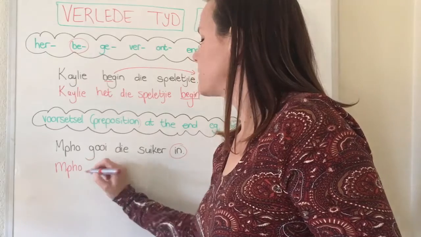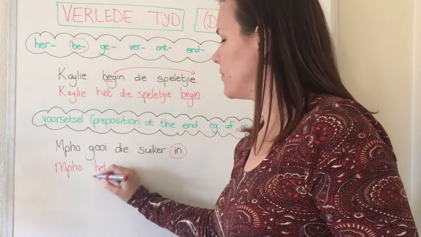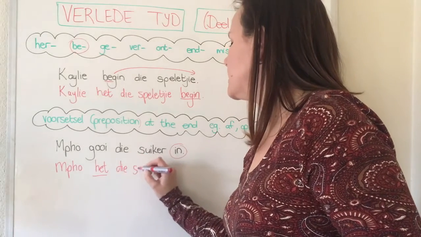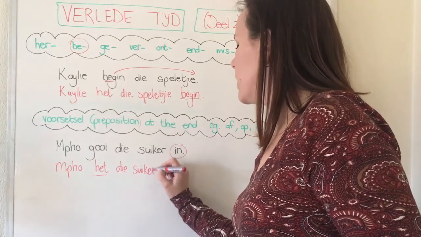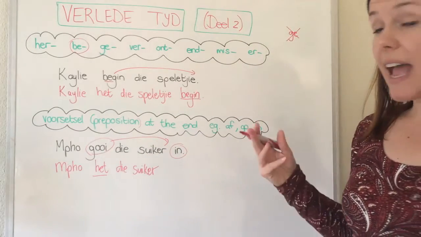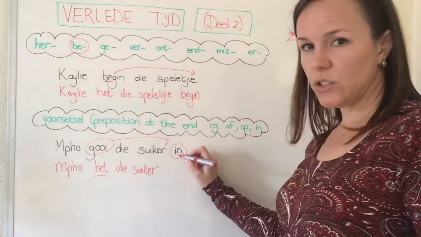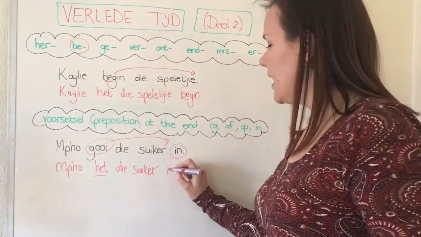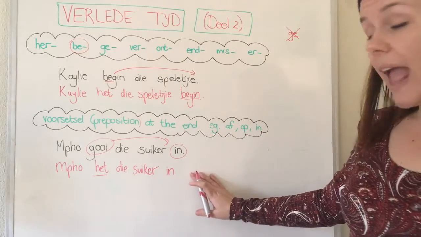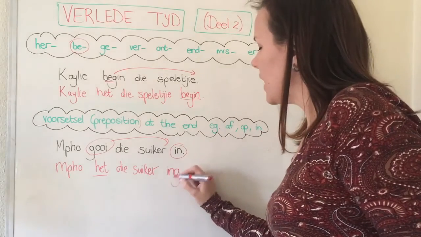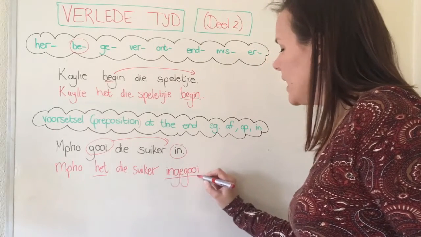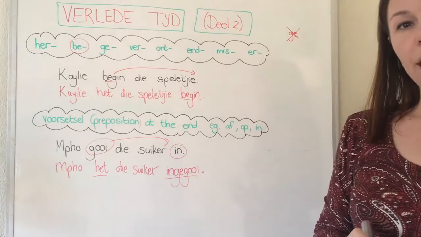Mpo het, so I have my normal rule where I add het, then my object, die suiker. Remember, gooi is my verb, so it will go to the end, and I must add ge to it, but I still need to add this preposition, in, and then instead of adding gegooi at the end, I'm going to add it to my preposition. Ingegooi, one word, like that.